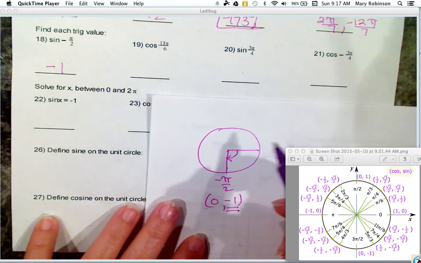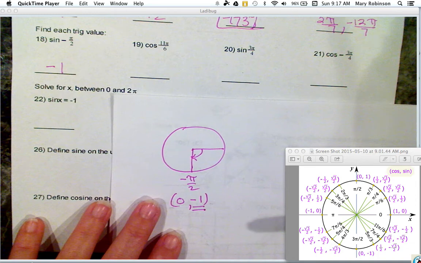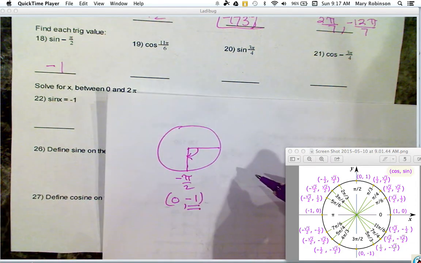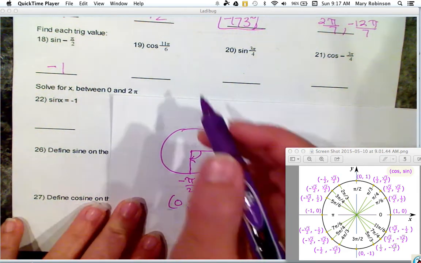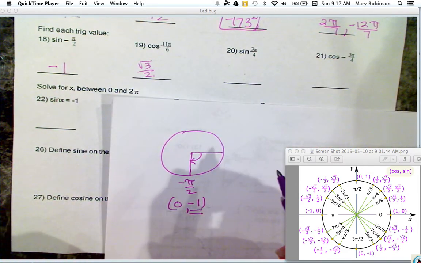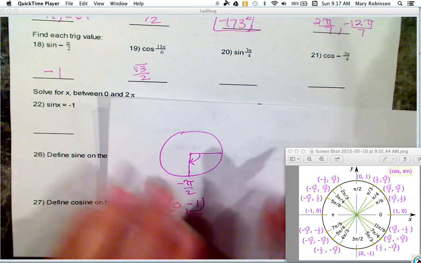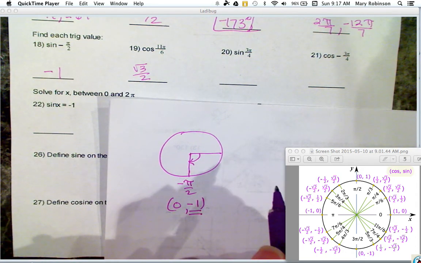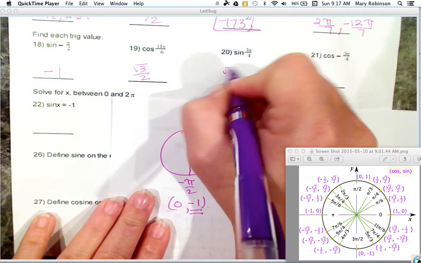Next, we are asked to find the cosine of 11 pi over 6. Look at your unit circle where 11 pi over 6 is, and your cosine is square root of 3 over 2. Next, you're asked to find the sine of 3 pi over 4. So you find 3 pi over 4 on your unit circle, and your y value is square root of 2 over 2.